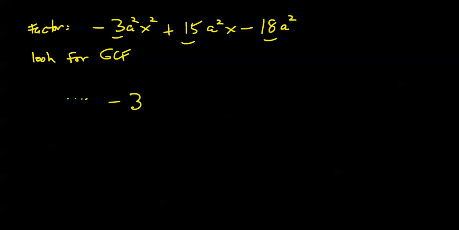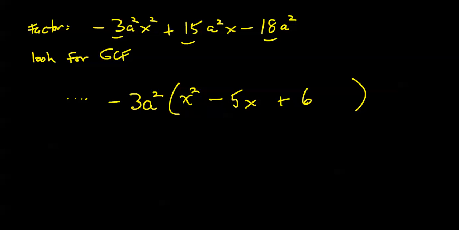I'm going to factor out a minus 3a squared, and the reason I do that is so my lead coefficient in the trinomial that's left is going to be positive. Makes it easier to factor. Alright, so I'll get an x squared in the first slot here. Of course, I'll need minus 5x and plus 6. Right? X squared minus 5x plus 6.